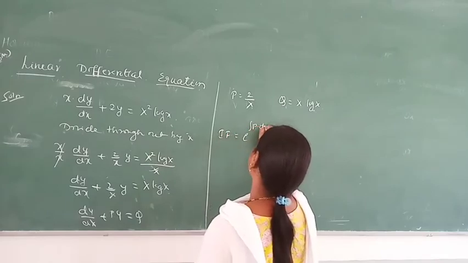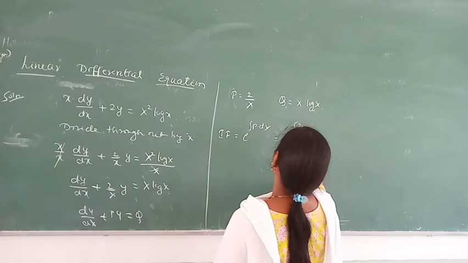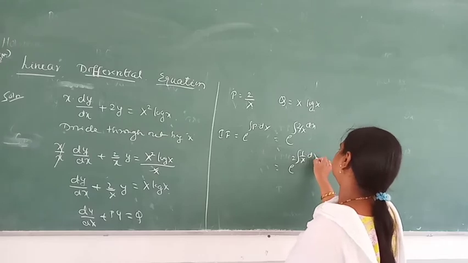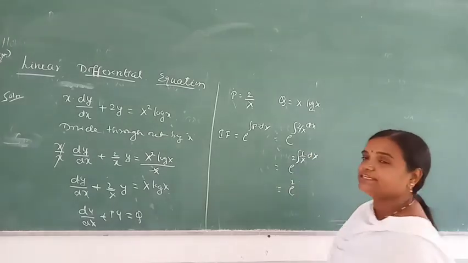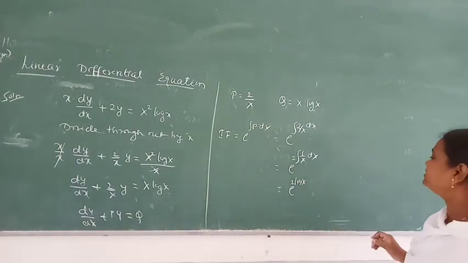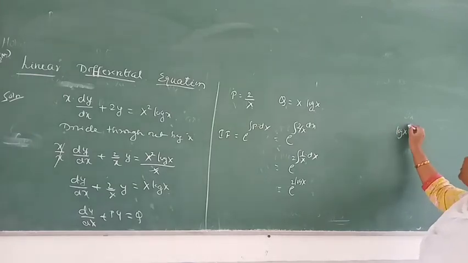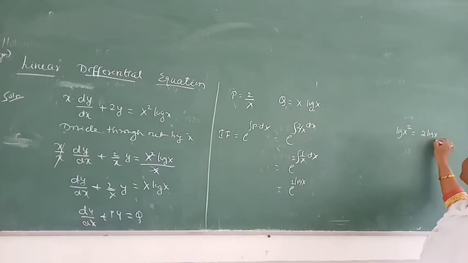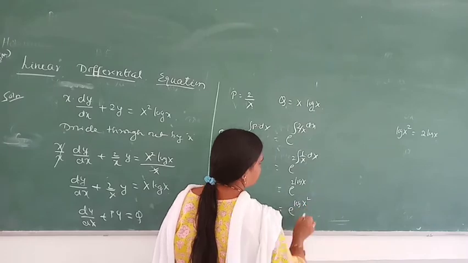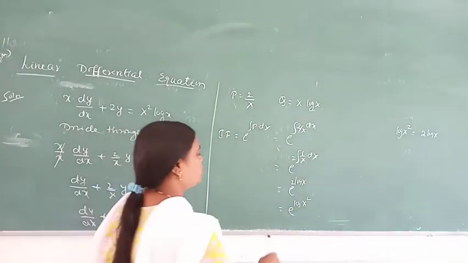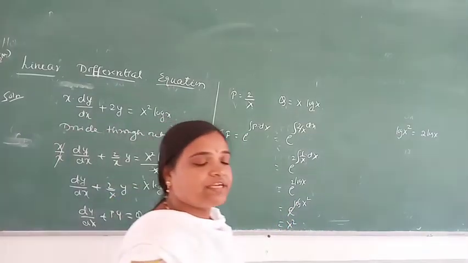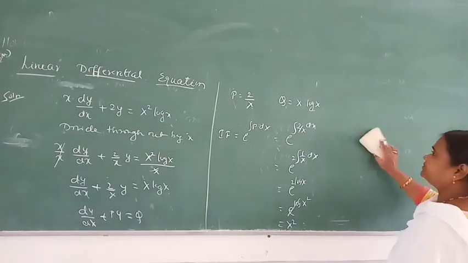And the very first step is to calculate the integrating factor. E to the power integration of p dx, e to the power integration of 2 by x dx. Take 2 outside, integration of 1 by x dx. E to the power 2, and the integration of 1 by x is log x. Just concentrate here. We know that log of x to the power 2 can be written as 2 log x. Using that property, we can write e to the power log of x square. And I already explained in differentiation, exponential and log both get cancelled. What is left is x square. So the integrating factor is x square.